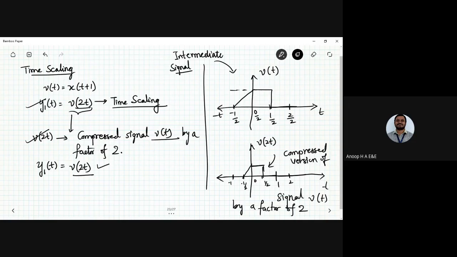So this is y1 of t, that is x of 2t plus 1. This is the intermediate signal v of t, and this is the compressed version of the signal, compressed by a factor of 2.